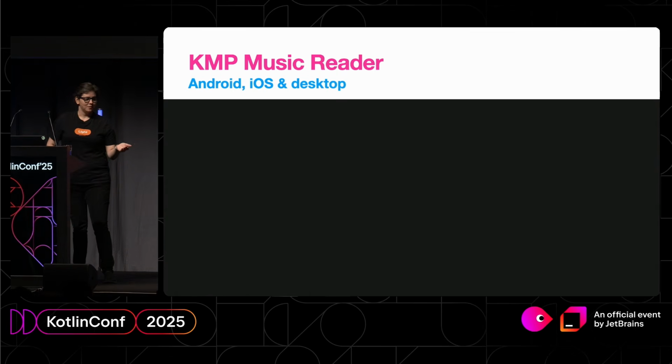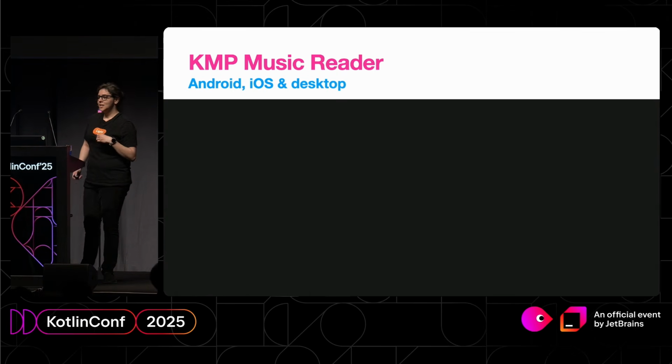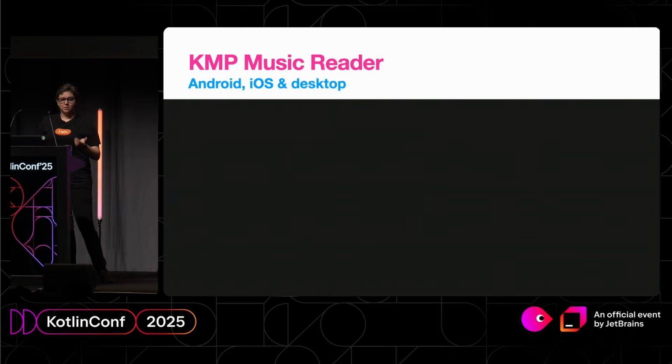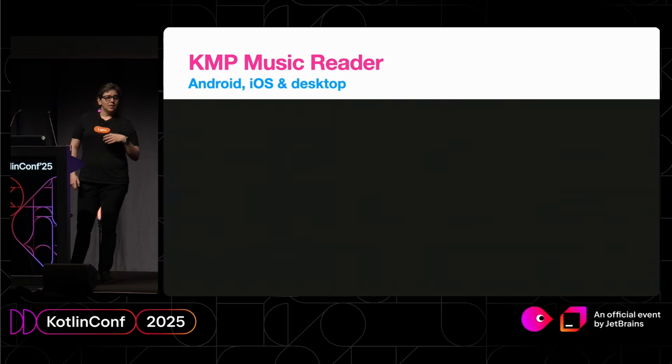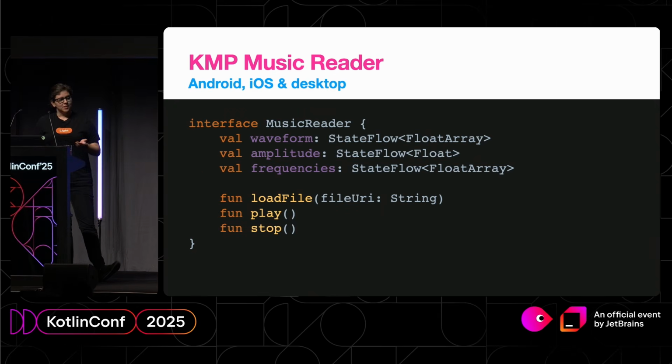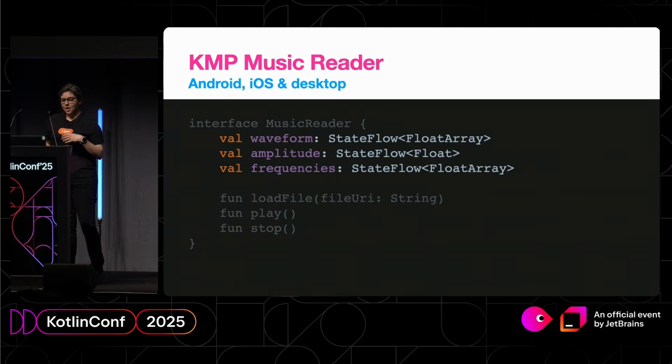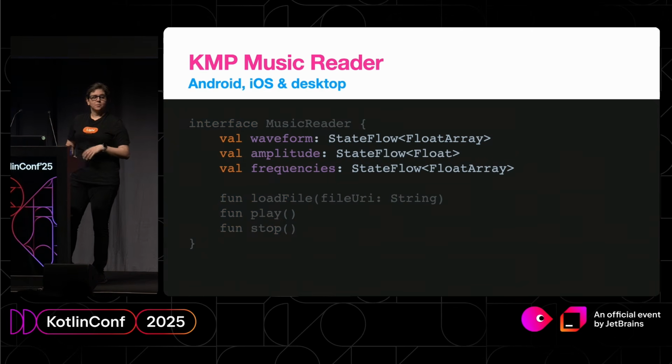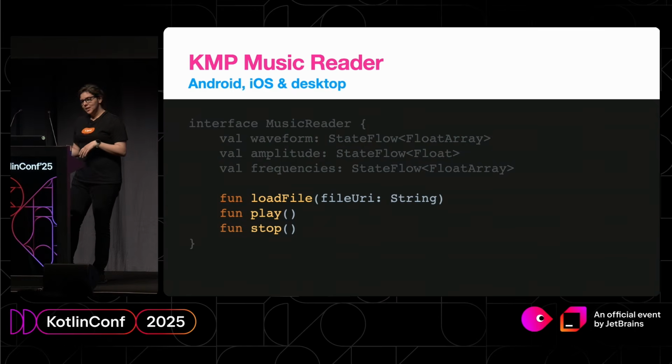Cool. Now that we know how to animate music, the next step is to create a music reader, right? We need to read this music. Since I'm going to be creating this music reader for Android, iOS, and desktop, the easiest way is, of course, to start with an interface. My interface is pretty simple. It's just going to expose some flows for each of these properties, and it's also going to have some helper functions to load the file, play the music, and stop the music.